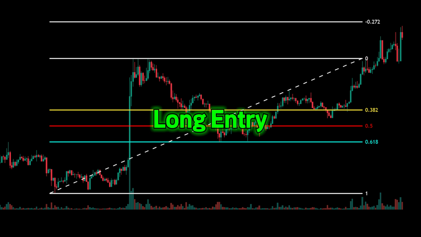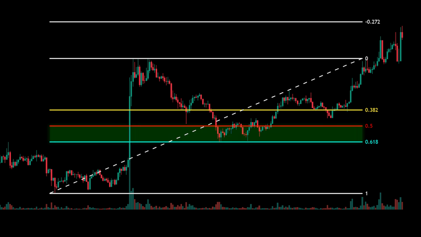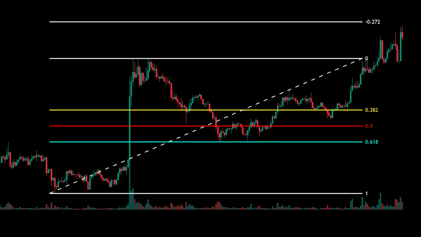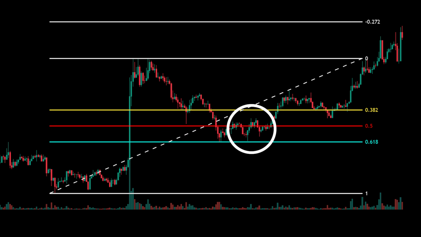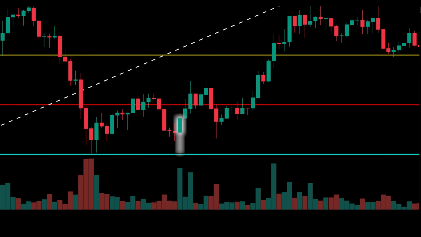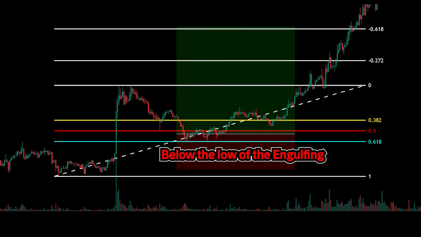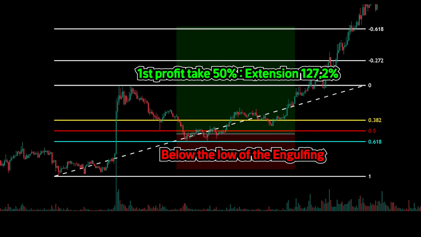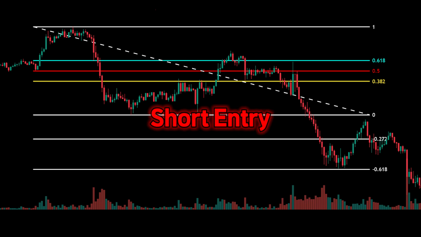Let's start with a long entry. In an uptrend, draw Fibonacci from the swing low to the swing high. When price pulls back into the golden zone between 0.5 and 0.618, wait. Just like in strategy 1, confirm a bullish engulfing candle with rising volume before entering the long. Set your stop loss below the low of the entry candle. Take your first profit at the 127.2% extension level by selling half your position, then close the remainder at the 161.8% extension level. For the short entry, apply the same logic in reverse.